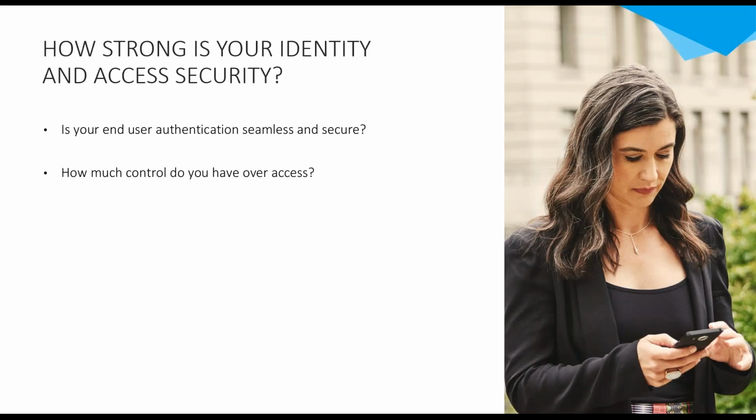The first part, how strong is your identity and access security? So the very simple question here is, if I'm trying to access information in Teams or potentially even another part of Office 365, how do I know the person accessing it is who they say they are? So if Kieran is trying to gain access to Teams or a document in the background, I need to make sure I know that it's Kieran who's accessing it.